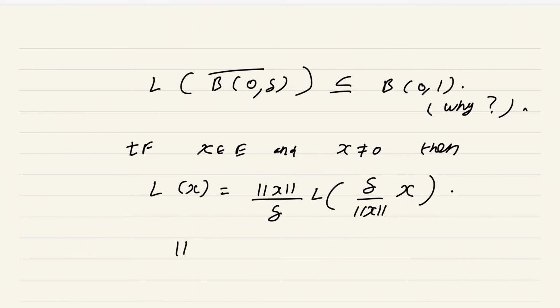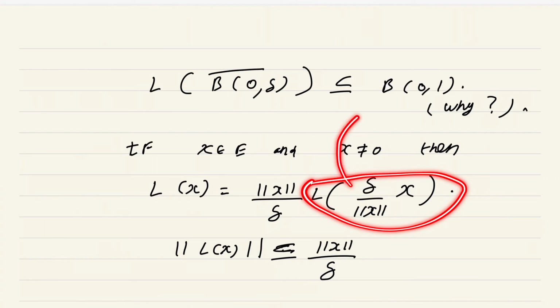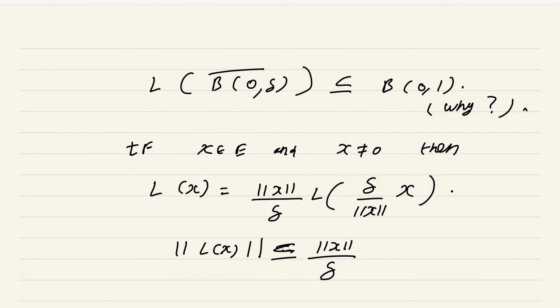In other words, norm of Lx is equal to norm x by delta times norm of L of delta x by norm x, which is going to be less than 1, right? So I can write this whole thing is less than or equal to 1. This just follows because this image is there in this. So the norm of that is less than or equal to 1. Okay. In other words, if we set C to be equal to 1 by delta, we get norm Lx is less than or equal to C times norm x as required.